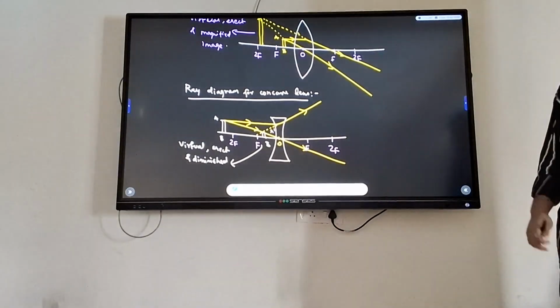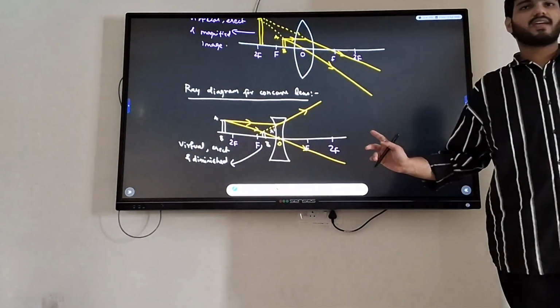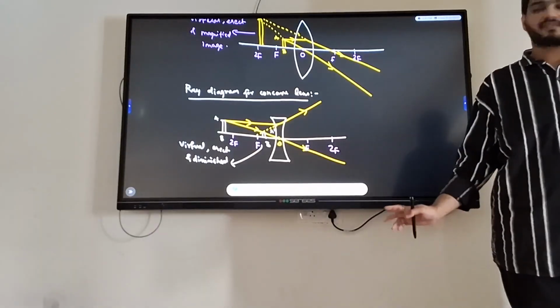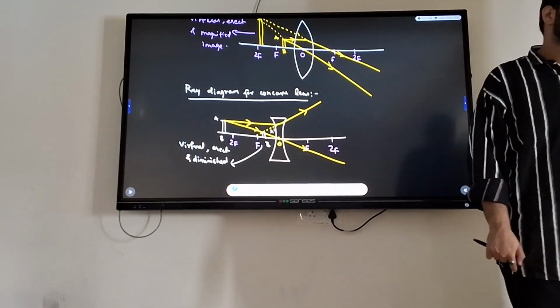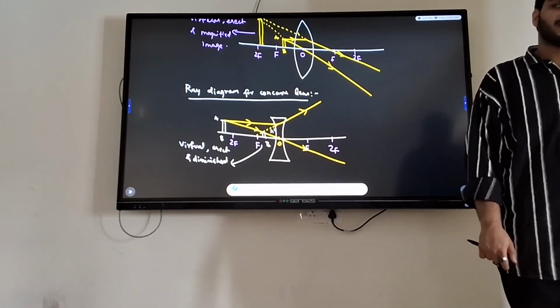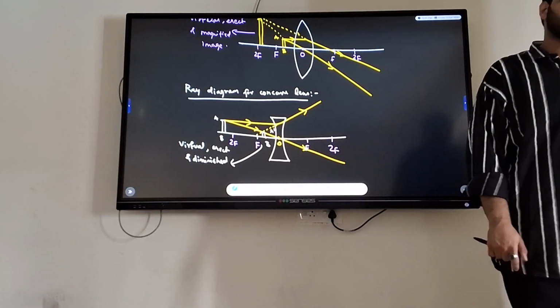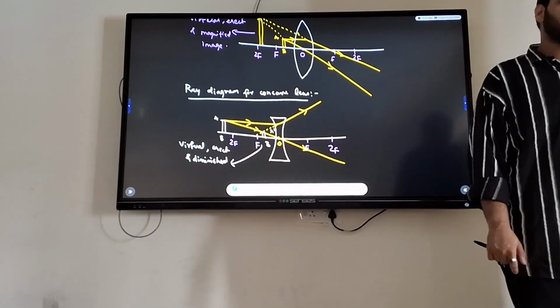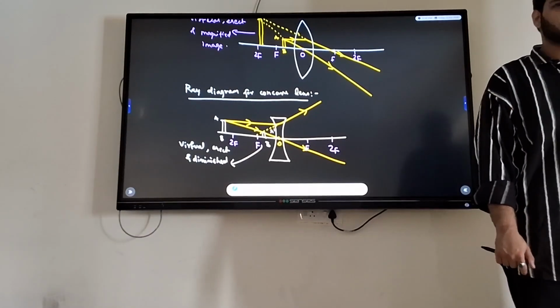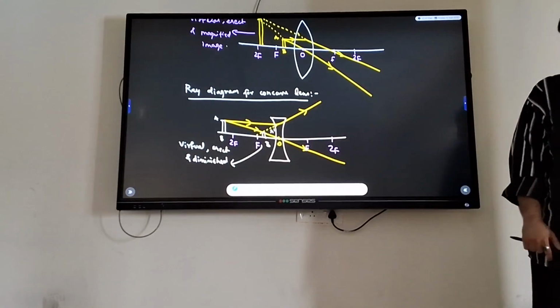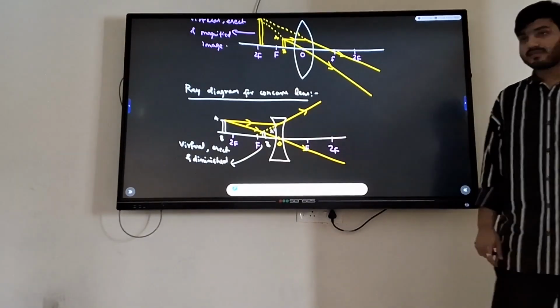Actually, no. My apologies. A concave lens always creates a virtual image. Always. Is it okay? So a concave lens behaves like a convex mirror, and a convex lens behaves like a concave mirror, sort of. At least the behavior is like that. The image formation.